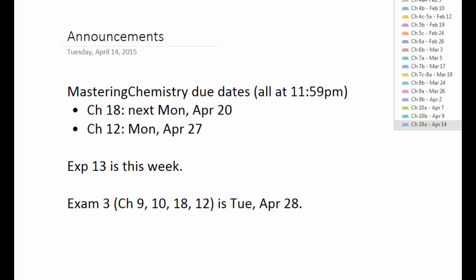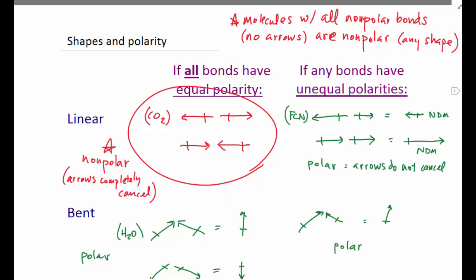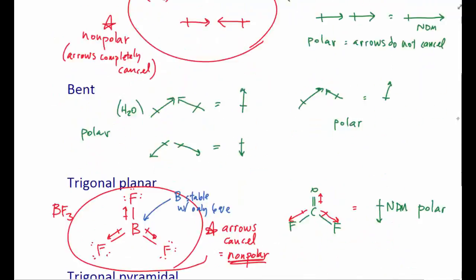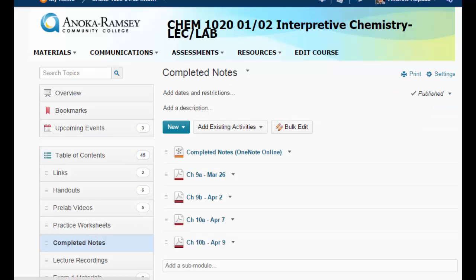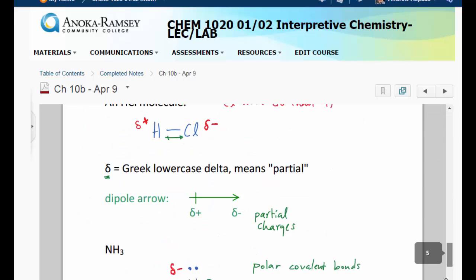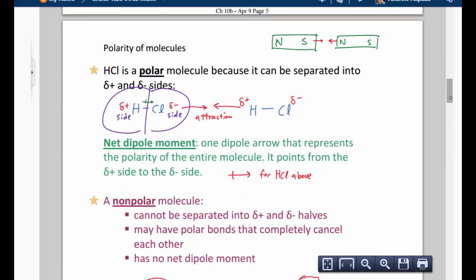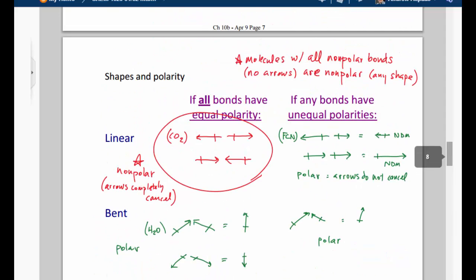Okay. So what I do want to say here, at the end of chapter 7, I mentioned last time we didn't have time to get to this page in class. This is just a summary of how the bond angles can add together to make a molecule polar or nonpolar. Okay? So I don't think we really need to go through this too much, but if I were you, I would, as a review, go into the completed notes for chapter 10b. It's going to be the last page of that one. Yeah, there it is. So take a look at that if you haven't yet.